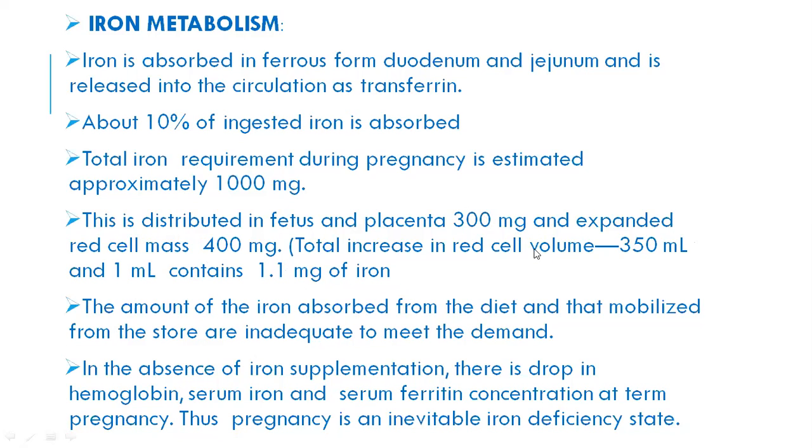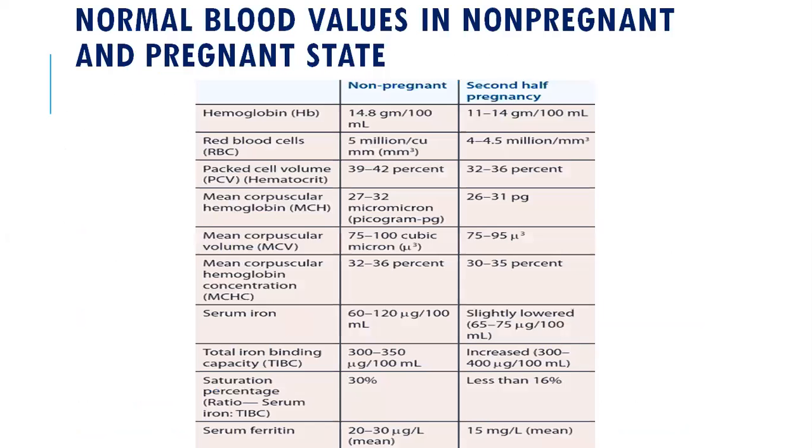The amount of iron absorbed from the diet and that mobilized is inadequate to meet the requirement. In the absence of iron supplementation, there is a drop in hemoglobin, serum iron, and serum ferritin concentration at term. Thus, pregnancy is an inevitable iron deficiency state. So, comparing non-pregnant and second half of pregnancy, all the values are almost decreased.